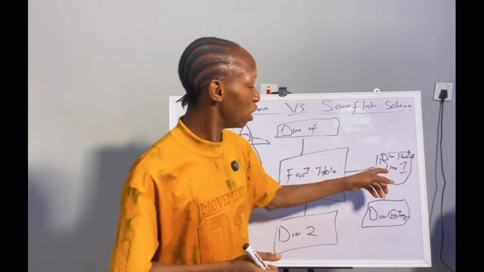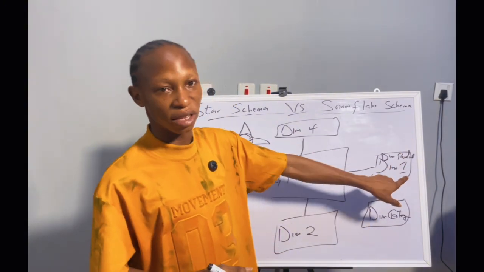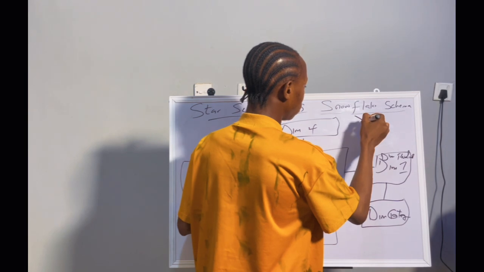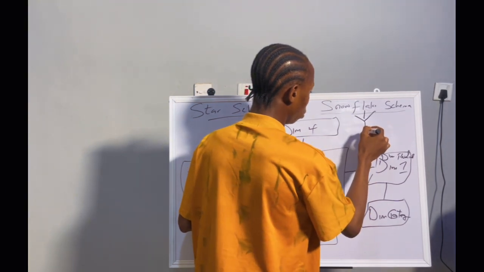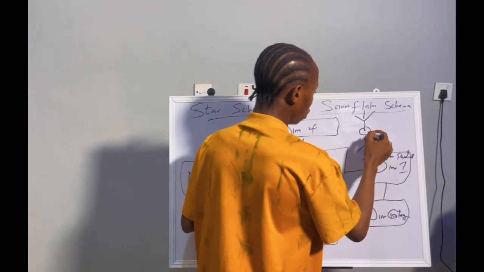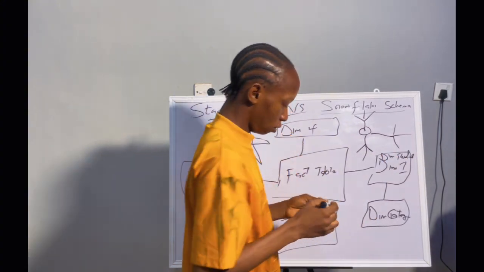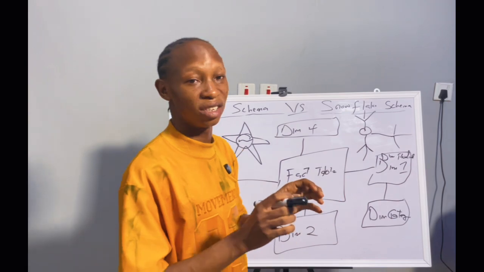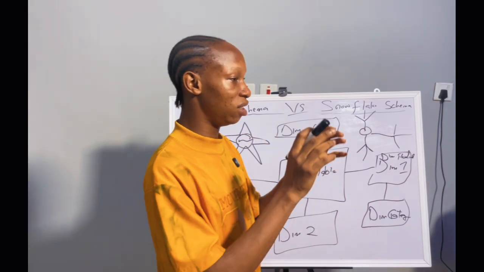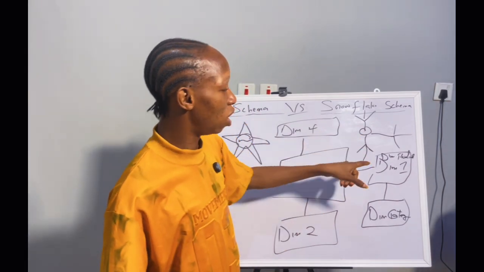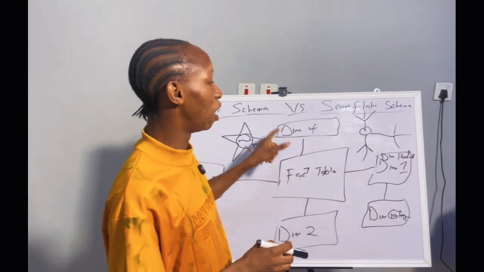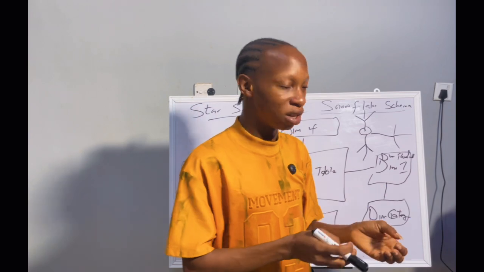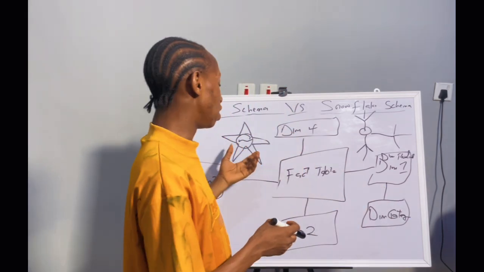Snowflake is when your dimension table has other tables connected to it. It's trying to form a snowflake pattern, just like this, like this, like this, where the dimension table has other tables connected to it. In terms of speed, it is slower than star schema. But in terms of taking space, it takes less space compared to star schema.